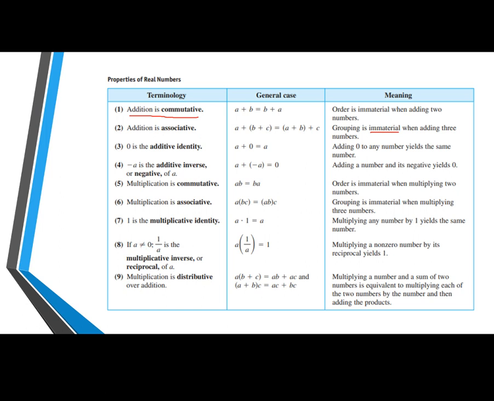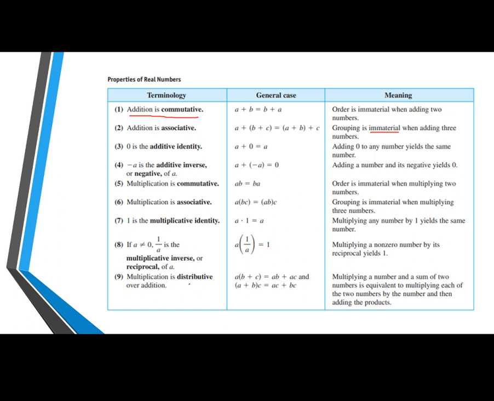So multiplying any number by 1 yields the same number. If A is not equal to 0, then 1 over A is the multiplicative inverse or reciprocal of A. So A times the quantity 1 over A is equal to 1. So multiplying a non-zero number by its reciprocal yields 1. Reciprocal kay pasabot ang niya, no, kanang bali niya. So is equal to 1.